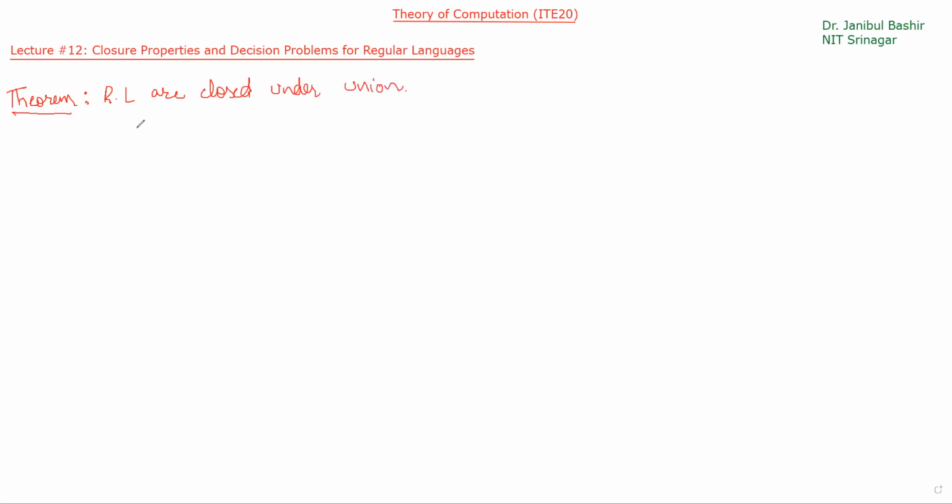Okay, what does that mean? If L1 and L2 are regular languages, then L1 union L2 is also a regular language. Okay, so let's prove this particular statement. How will we prove?